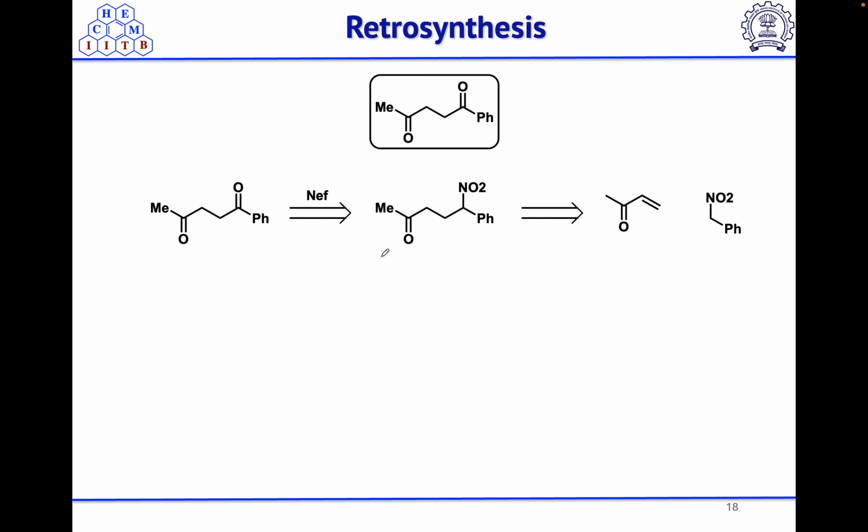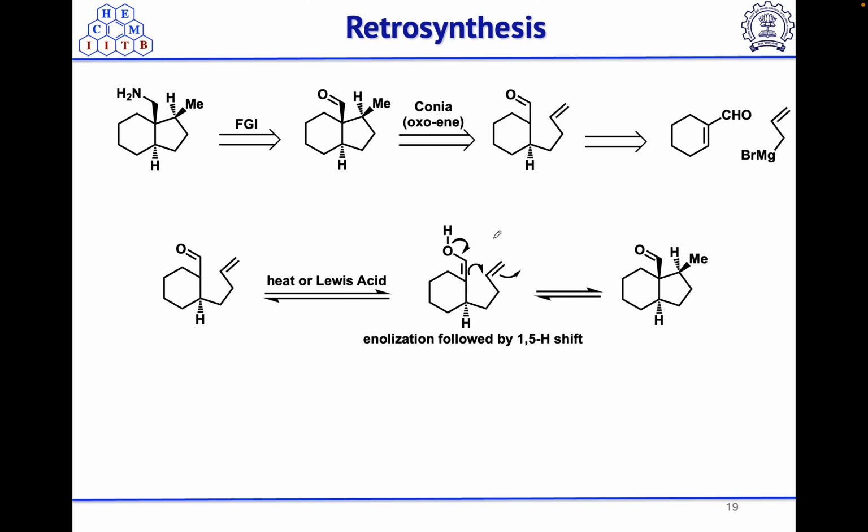By this Nef reaction condition we can easily get this nitro derivative, and from nitro to this 1,4-dicarbonyl compound we could get by performing Nef reaction conditions like TiCl3 or DBU with oxygen. So this is the retrosynthetic analysis for this molecule. Now another quick example we'll see.